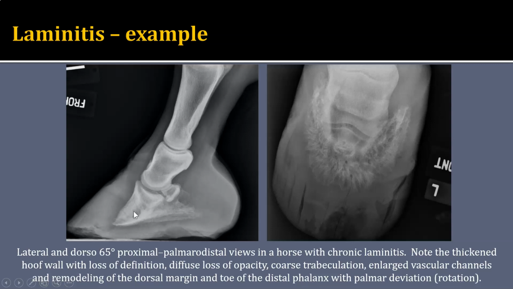On the lateral view, it even looks like I can identify those end-on vascular channels, but definitely when we look at this DPO view, we can see that there is a lot of change to the vascular anatomy with enlarged vascular channels, lots of end-on vascular channels, and then some solar marginal irregularity with some resorption.